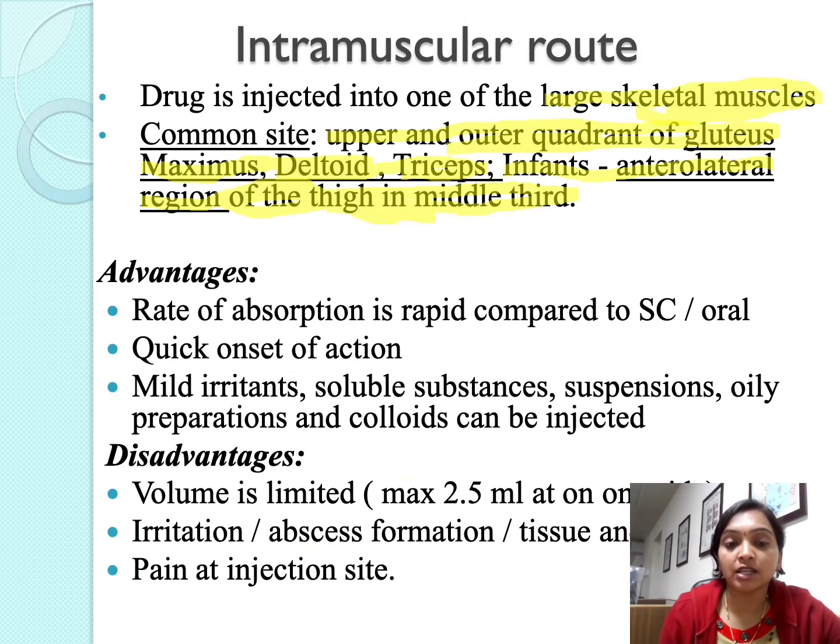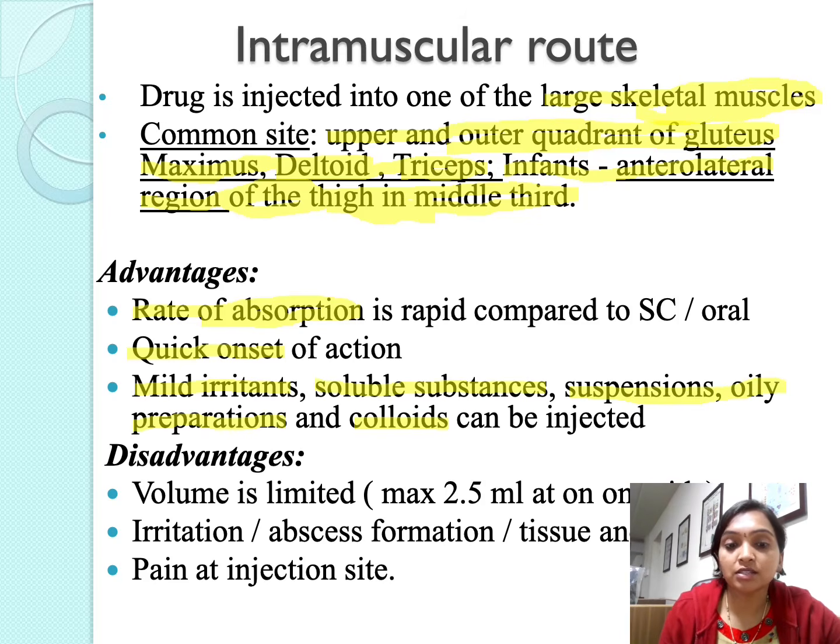The advantage of IM injection is that absorption is rapid when compared to oral or subcutaneous injection. Because of rapid absorption, onset of action is also very quick. Mild irritants, oily preparations, colloids, soluble substances and suspensions can all be administered through this route. That is why oily preparations can cause a little pain. Other things can also be administered through this route. That is the advantage of this route.